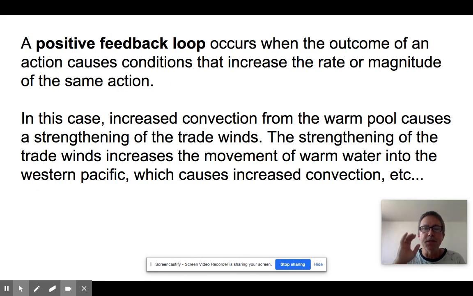So a positive feedback loop is basically anytime there's a situation in nature in which the outcome of an action causes an increase in either the rate at which an action happens or the magnitude at which that happens.